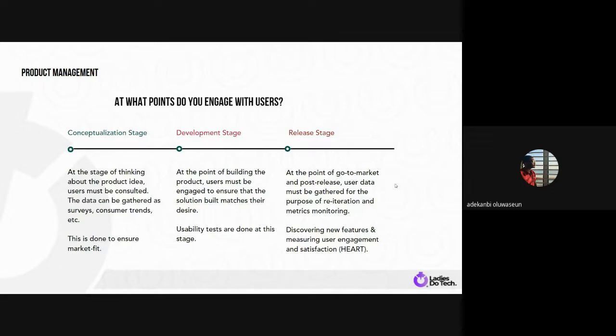Now, what this also does is it ensures product market fit. I'm sure you would hear people talk about market fit, product market fit. Essentially, they're talking about the users. You don't want to build what users will not use. That is the crux of user research. Now, the next stage where you do this is also the development stage.